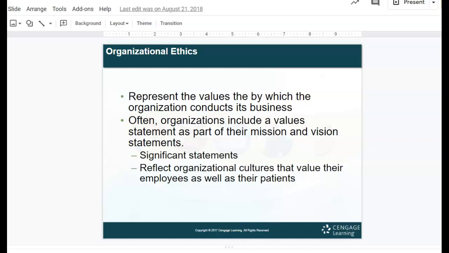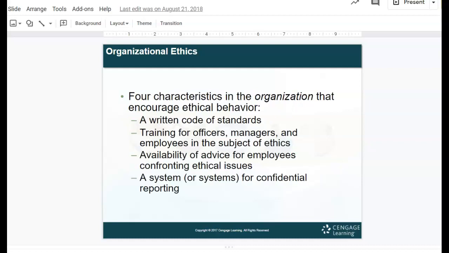It represents the values by which the organization conducts its business. Often, organizations include a value statement as part of their mission and vision statements, and in this case, Ohio Health does have a value statement. These reflect organizational cultures that value their employees as well as their patients. This is something I really do encourage you to look at. Again, Ohio Health. I'm only familiar with theirs. I don't know anything about other systems, but I've seen Ohio Health's circle in their code of ethics before, and I really encourage you to take a look at it.